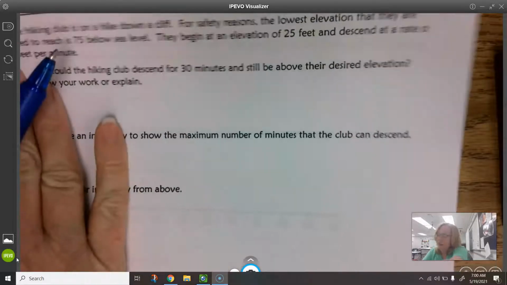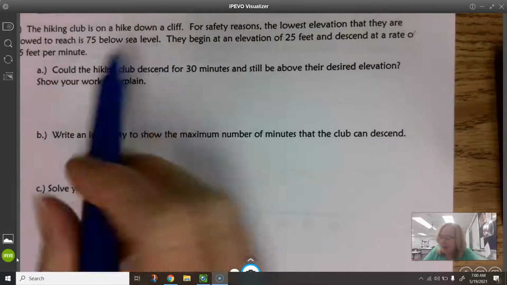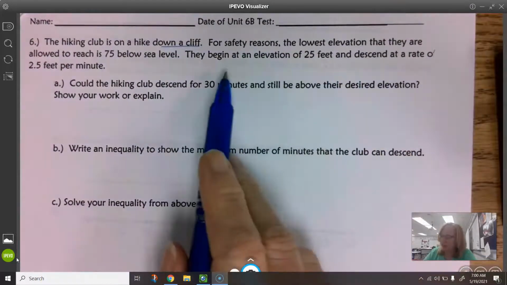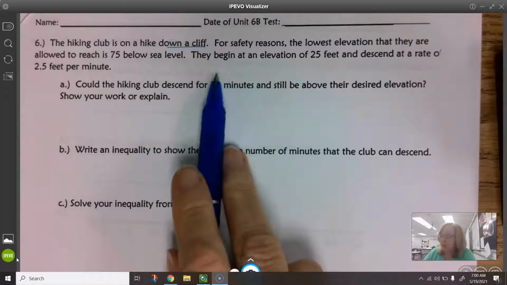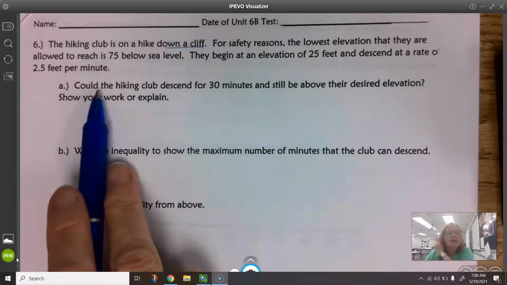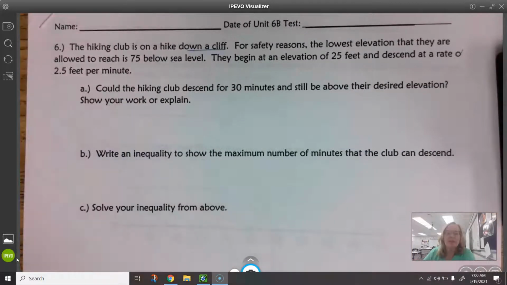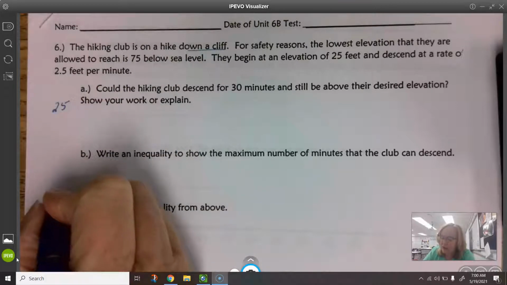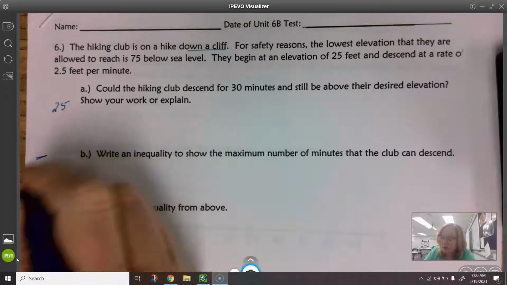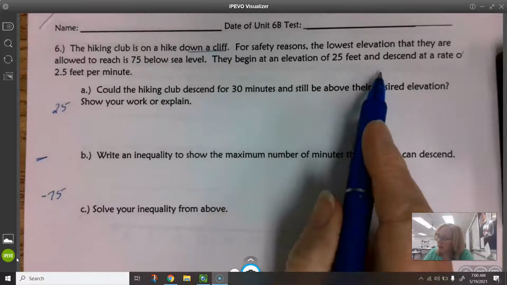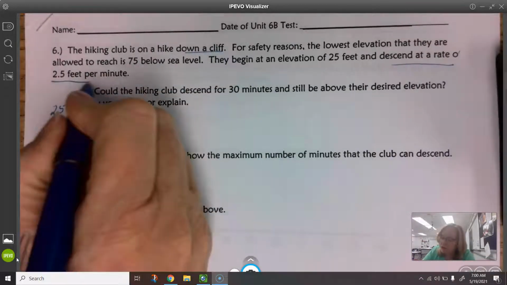The hiking club is on a hike down a cliff. For safety reasons, the lowest elevation they are allowed to reach is 75 below sea level. They begin at an elevation of 25 feet and descend at a rate of 2.5 feet per minute. So let's look at it, and on something like this, it's nice to draw a picture. We're starting at 25, we're going to go down to 75 below, so that's a negative 75 in our math world.